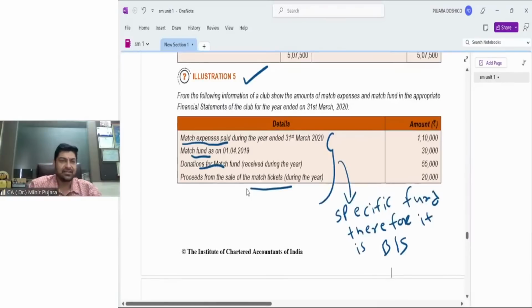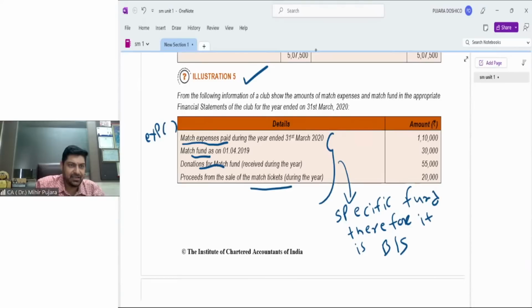So, this is our expenses, so it should be minus. This is match fund opening balance. This is donation, so it should be add. Ticket sale ka paisa aayega, it also should be add.